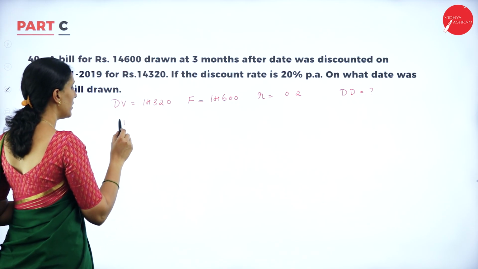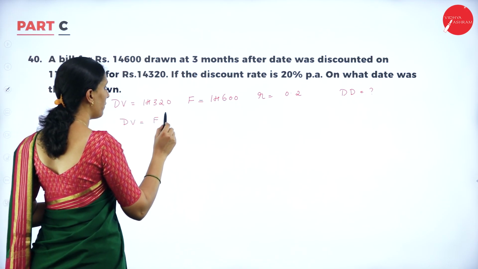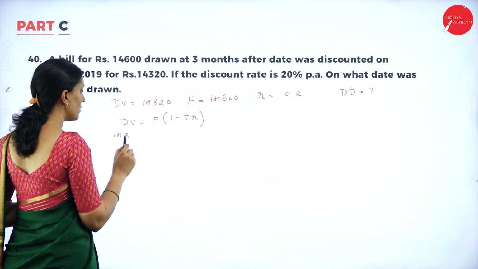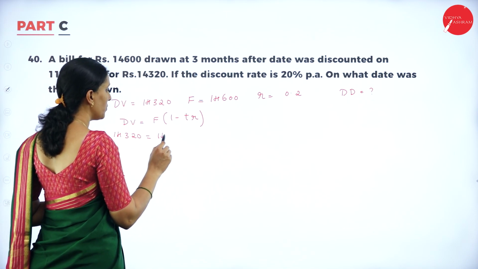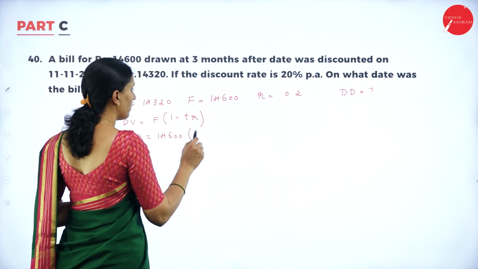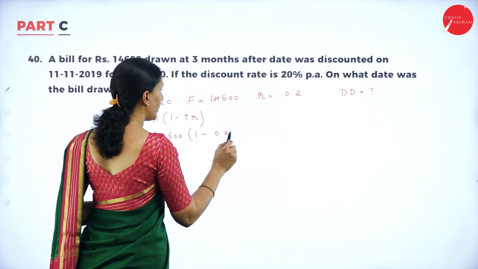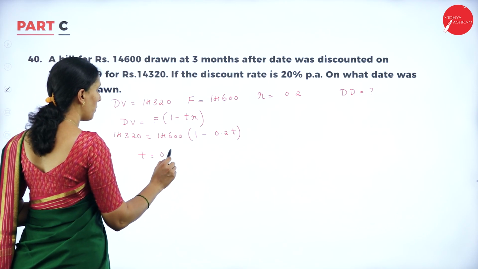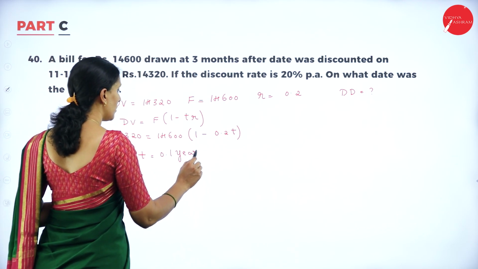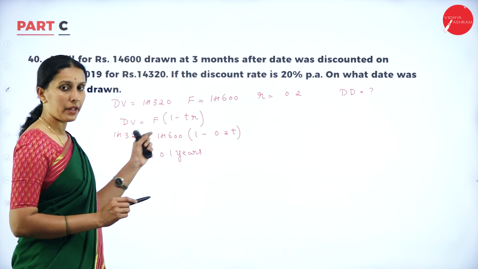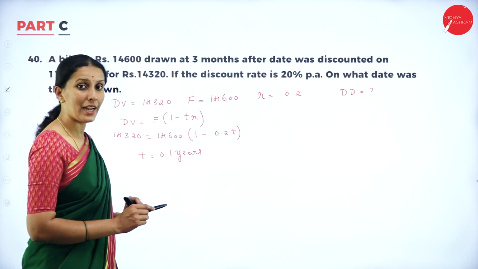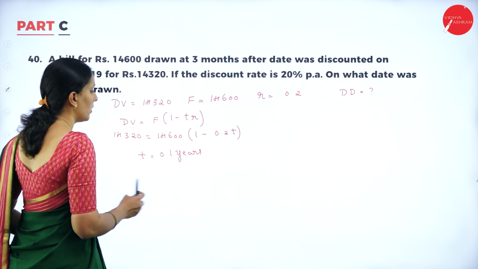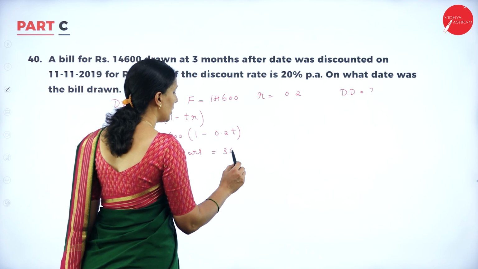We know that discounted value is equal to F into (1 minus TR). So discounted value is 14,320, face value is 14,600, and 1 minus 0.2 into T. On solving this completely, we will get T equal to 0.1 years. We want the time period in terms of days because we need the date of drawing. So when you convert 0.1 years into days, approximately we can equate it to 36 days.